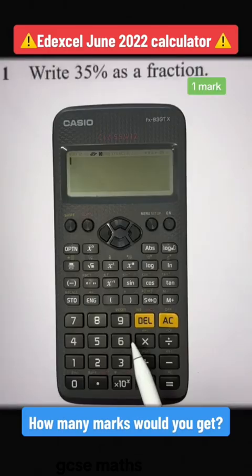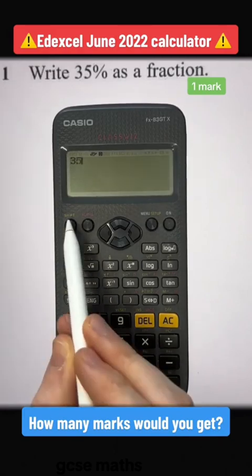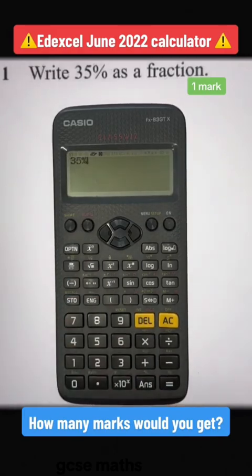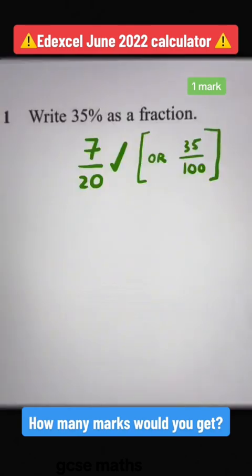Question 1. Write 35% as a fraction. In our calculator, we type 35, press Shift and then Ans to get our percent key, press equals, and it comes out to be 7/20.